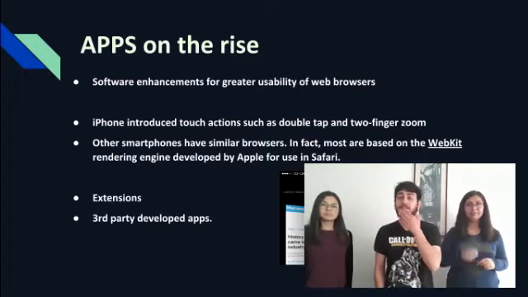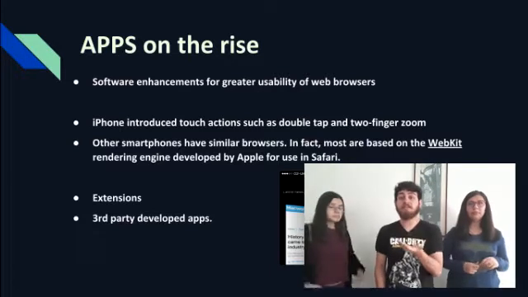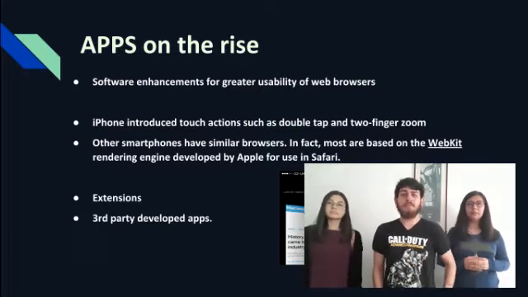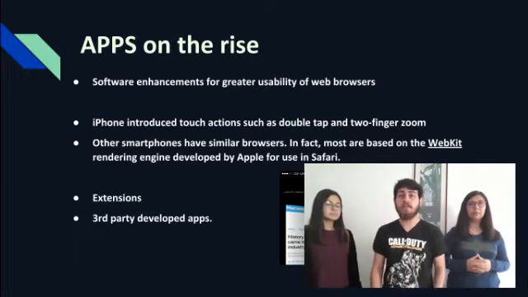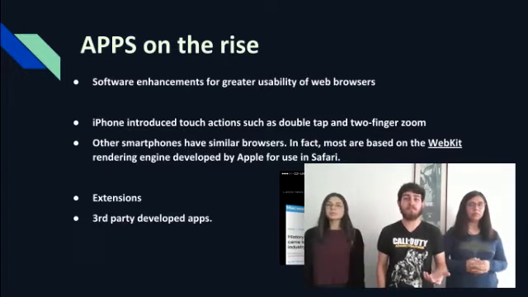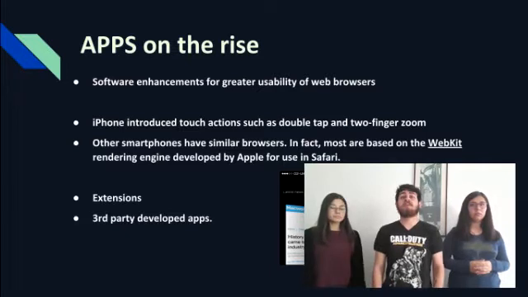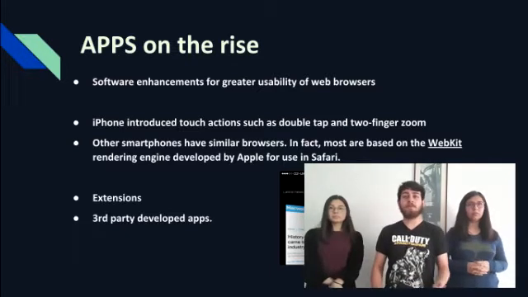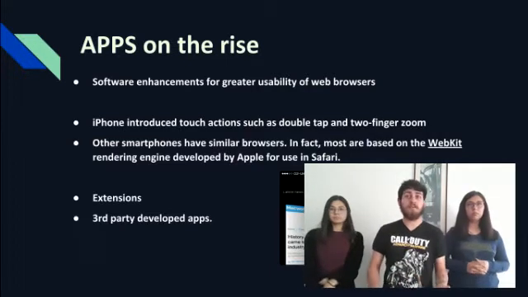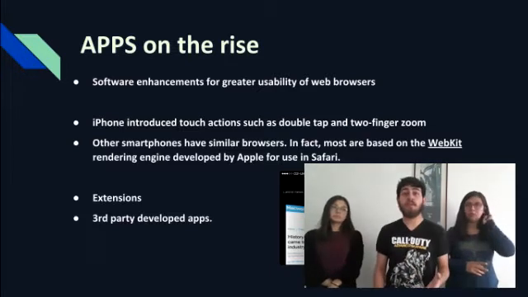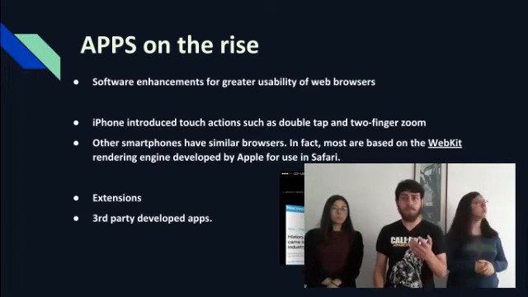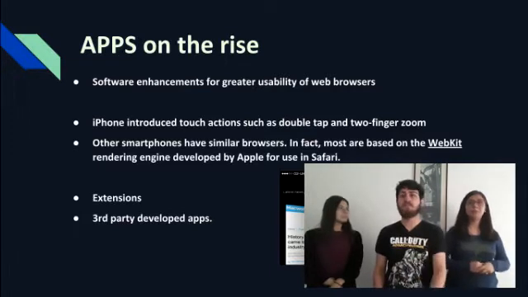Other smartphones have similar browsers. In fact, most are based on the WebKit rendering engine developed by Apple for Safari. WebKit is an open source project useful for web developers to try out the latest web technologies. Apple introduced extensions to mobile Safari, like JavaScript support, which gives dynamism and interactivity to a website.